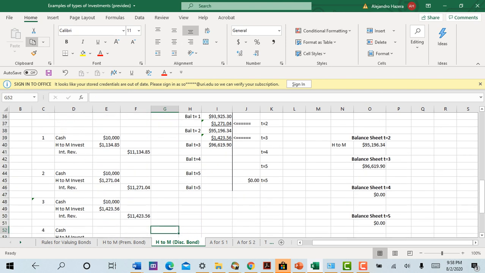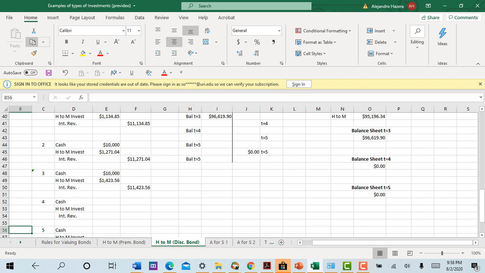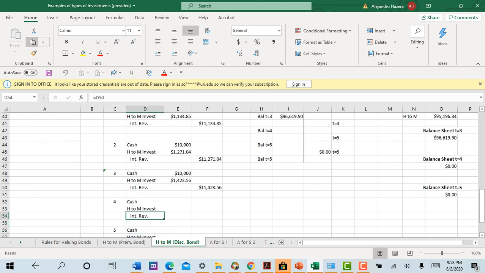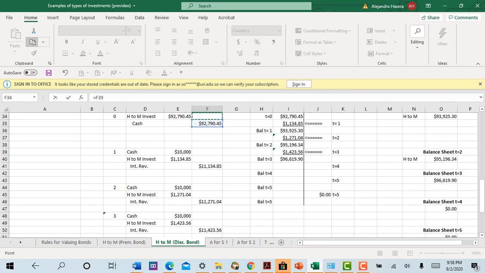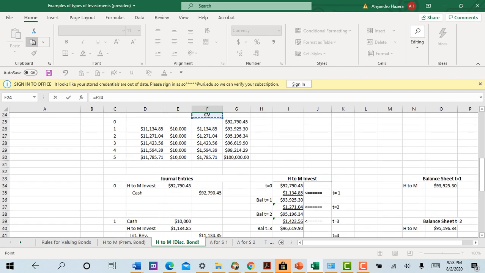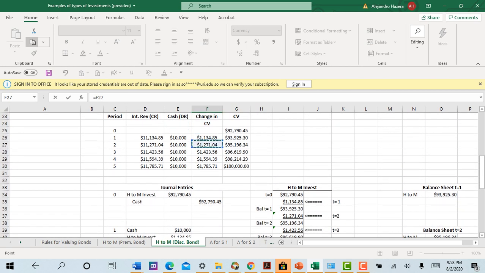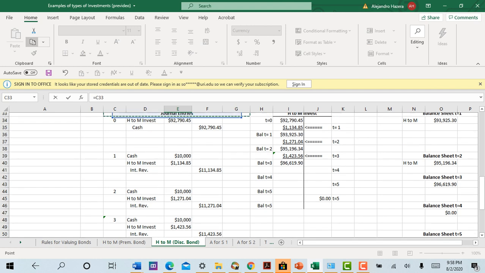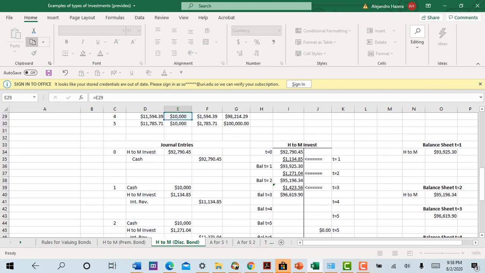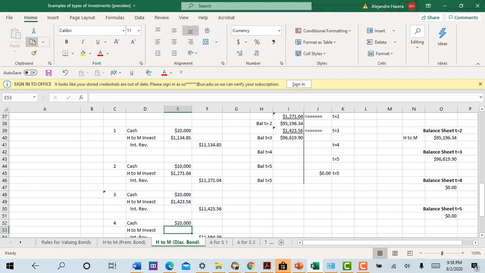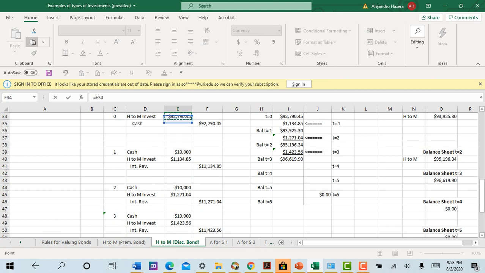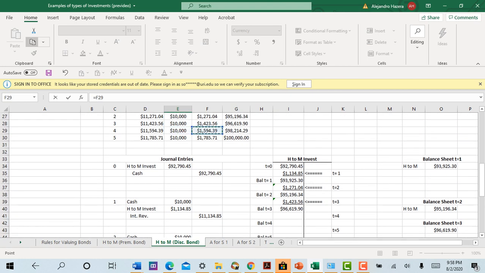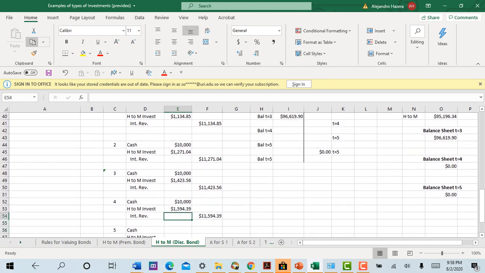Okay, we're just about ready to finish this example. It is held to maturity. Okay, year 4, the interest revenue for year 4 is 11,594 something. Cash will always be 10,000. I might as well be official about it and post it there. And then the change in the carrying value is going to be 1594.39.